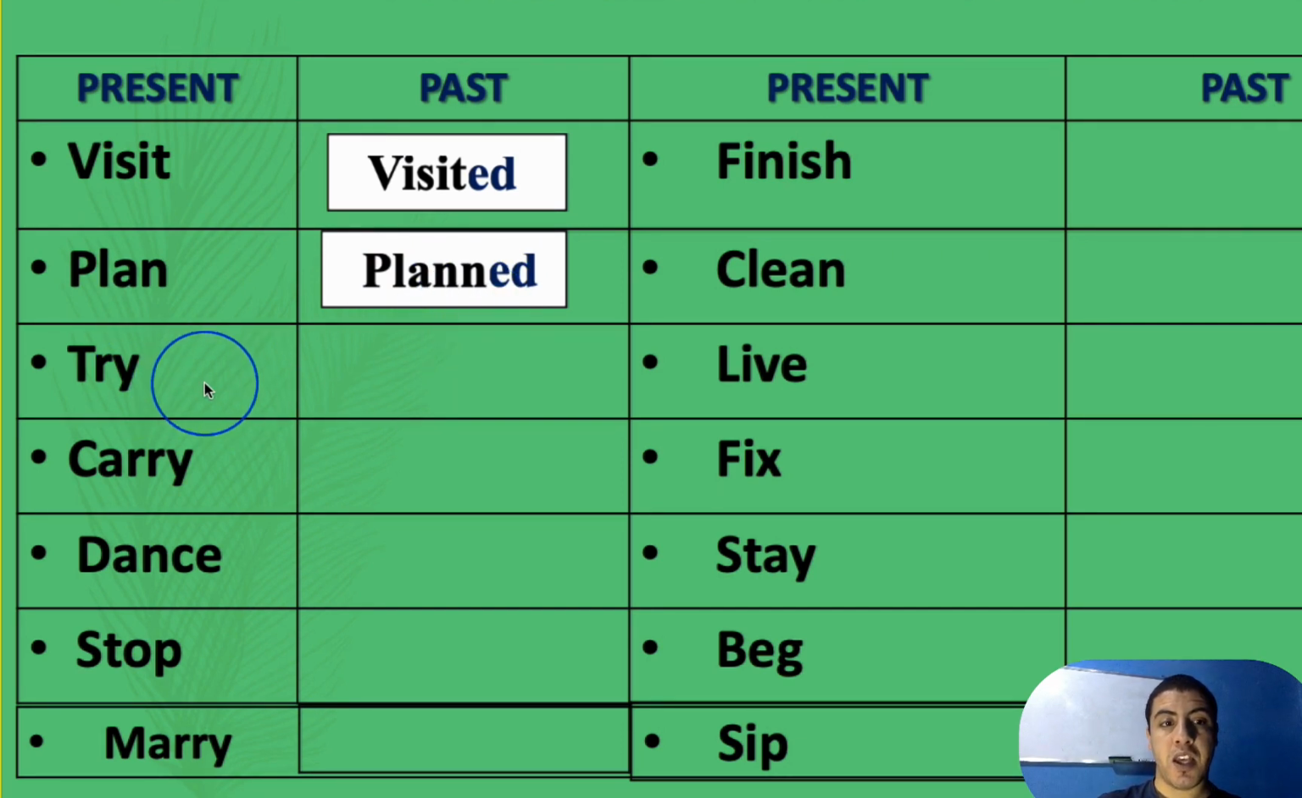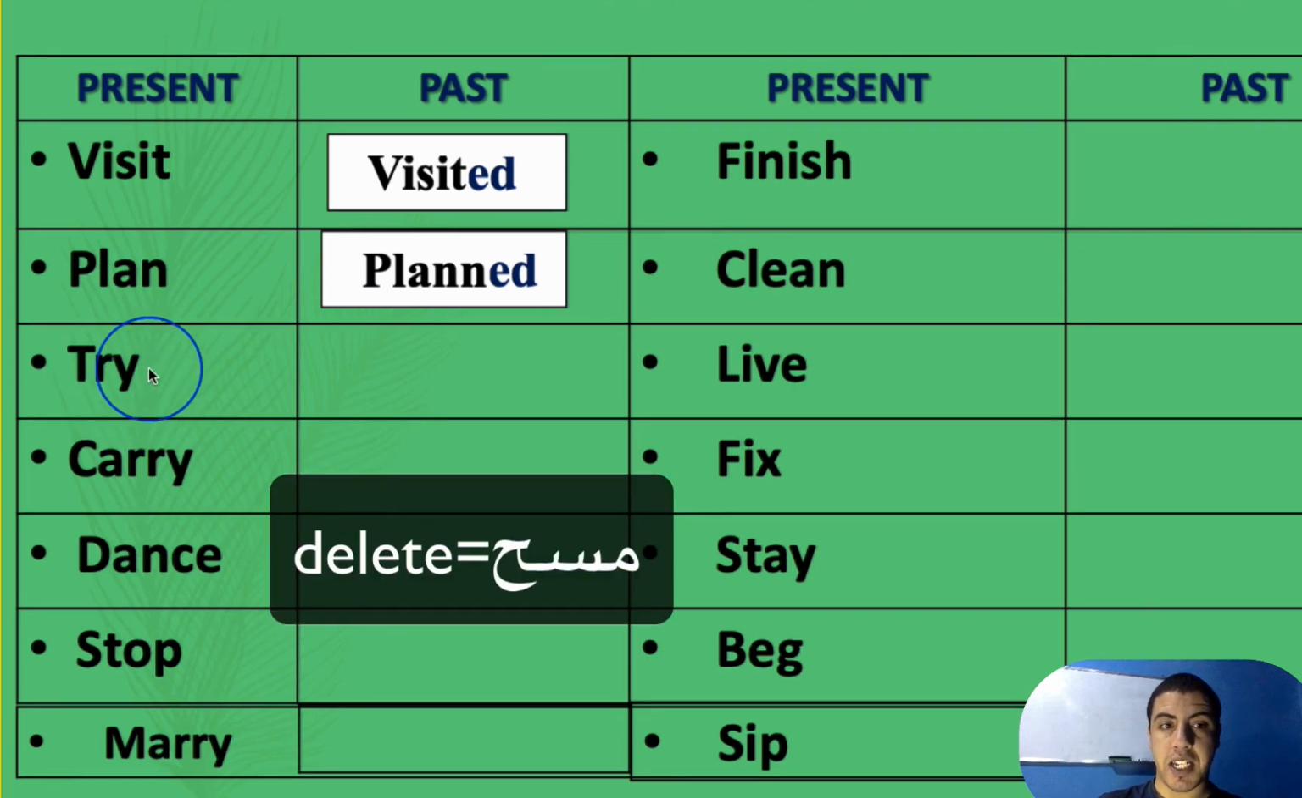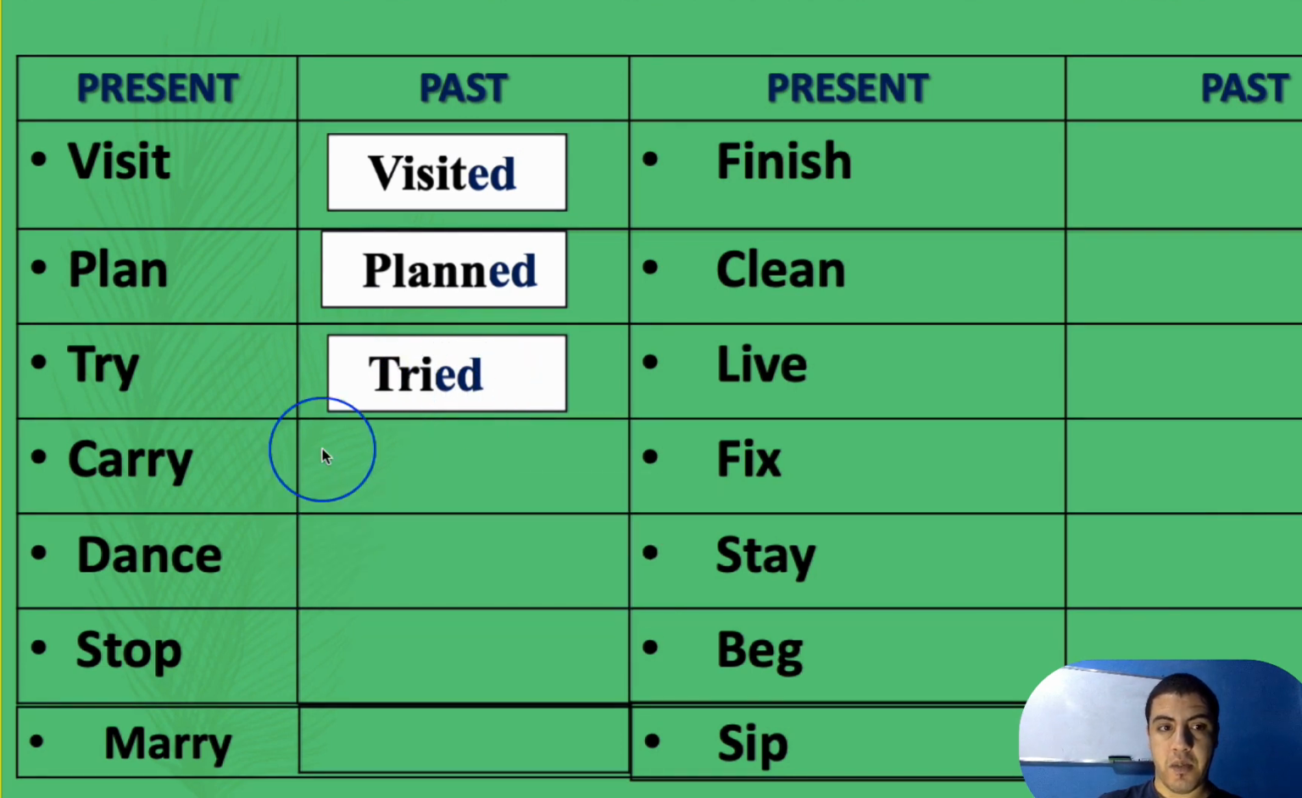Try. Pay attention, we have Y here. When we have a consonant before Y, what do we do? We delete Y and we write I-E-D. So it is tried, T-R-I-E-D. Carry, it is the same again. We have Y and before Y we have R, and R is a consonant. So we delete Y and we write I-E-D.